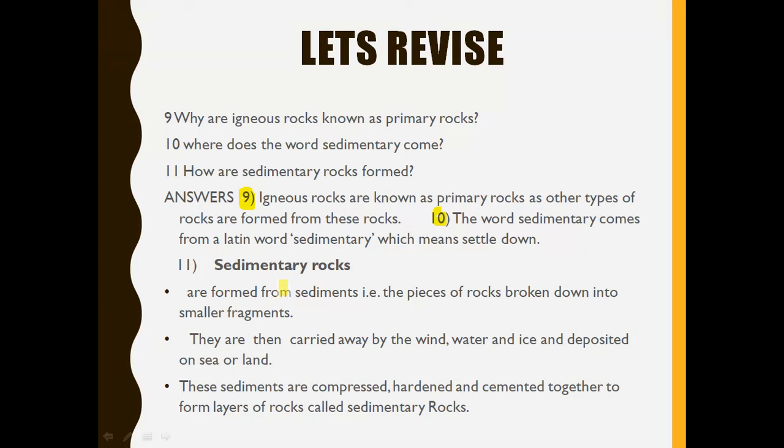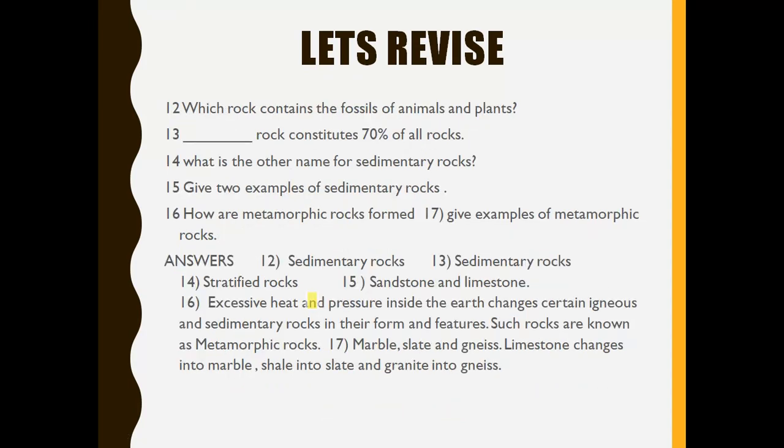Now, question number 11, how are sedimentary rocks formed? They are formed from the sediments, that is the pieces of the rocks which break down into smaller fragments. Then they are carried away by wind, water, ice. They get deposited on the sea or land. These sediments are compressed, hardened, cemented together to form layers of rock called sedimentary rocks.